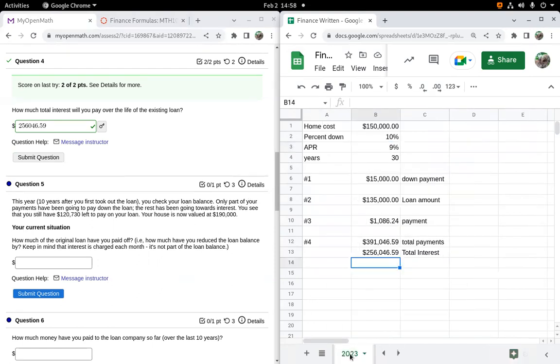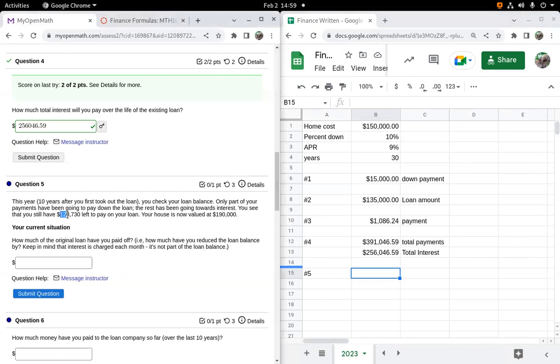All right, back here. So for question number 5, we need to figure out what my payments have done on this loan. So let's see. Read it one more time. Only part of your payments have been going to pay down the loan. The rest has been going towards interest. You see that you still have $120,730 left to pay on your loan. Your house is now valued at $190,000. How much of the original loan have you paid off?